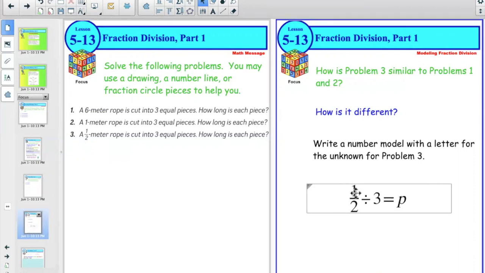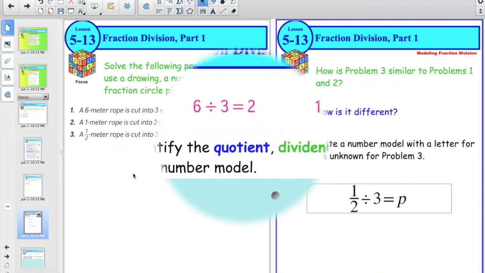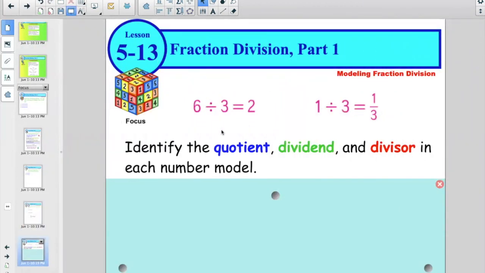One half divided by 3 equals P. In this case, we're using the letter P to represent our unknown quotient, the length of the piece of rope. Let's practice those vocabulary words again. In each number model, let's identify the quotient, the dividend, and the divisor.